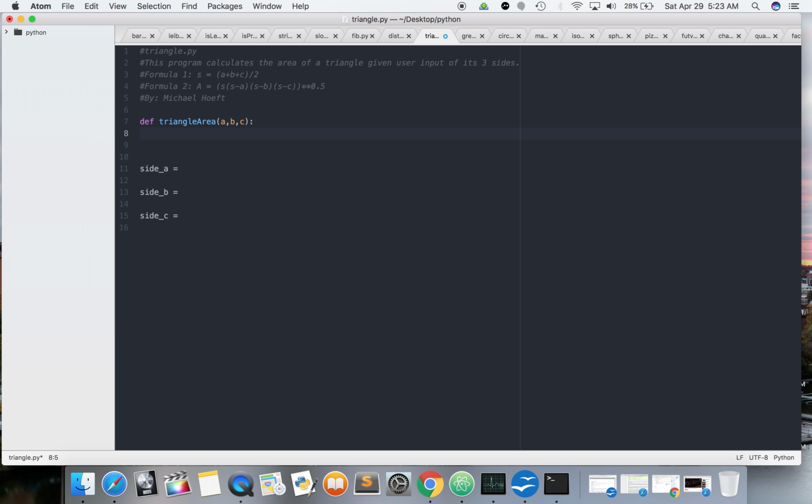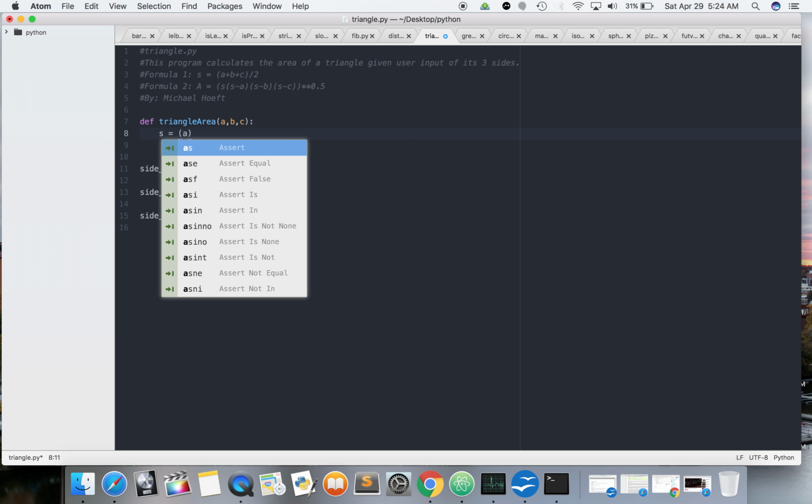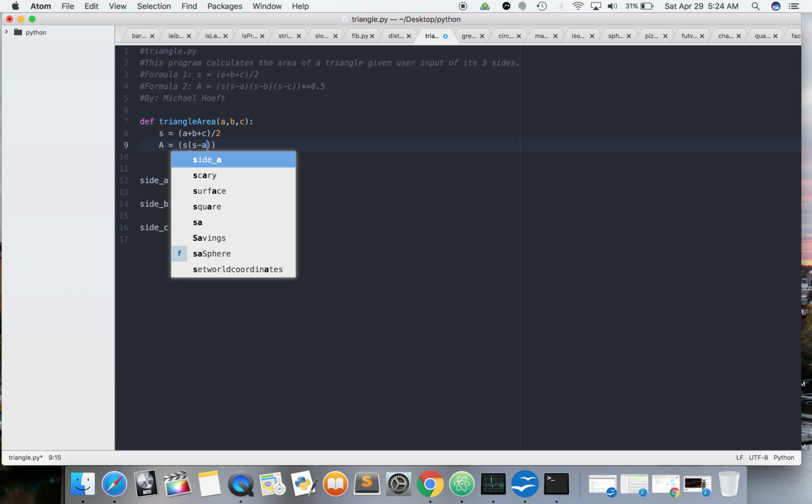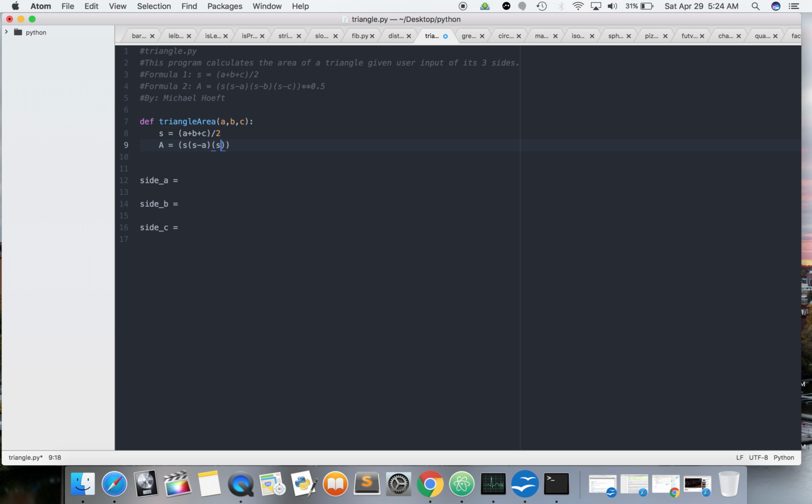All right. So we can use this formula to help us out. Okay, so S equals, let's just write that exact formula. That's another reason why I chose that. A plus B plus C, all divided by 2. And then A equals S times S minus A times S minus B.